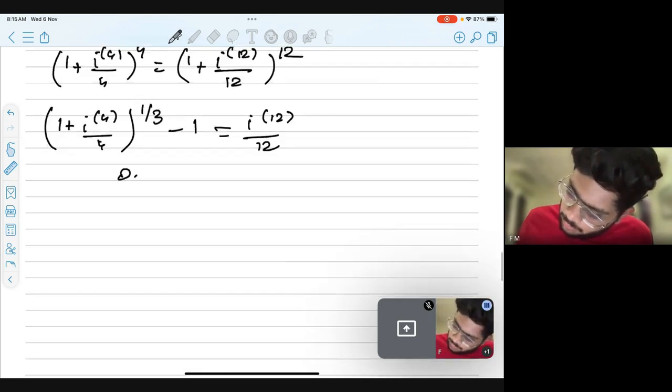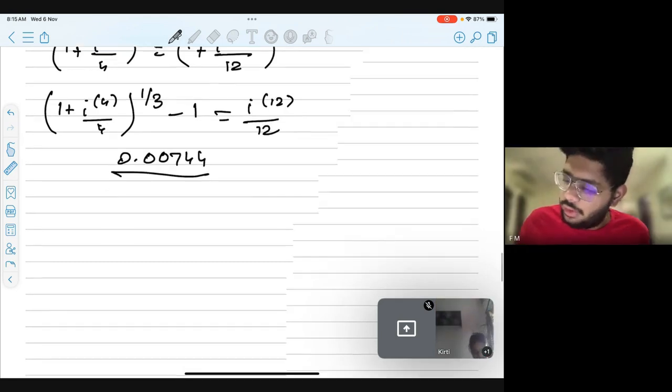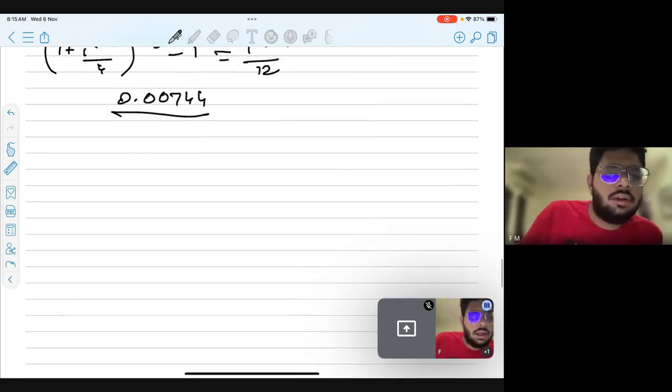Solving this will give you 0.0074. And you solve the increasing annuity at this rate to get the answer.